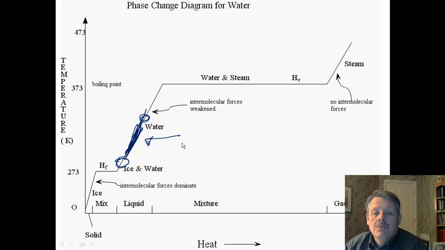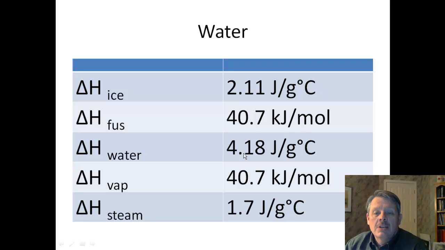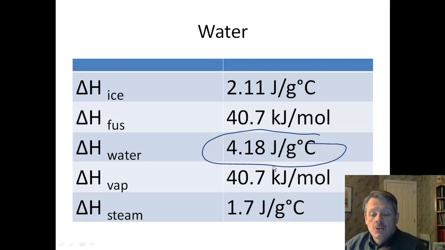We've been using it for all of these podcasts, which is 4.18 joules per gram degree Celsius. So what you're going to do is look at that chart that you wrote down from the last podcast. Yeah, I told you you'd need it. Right? And here's your 4.18 joules per gram degree Celsius. So you're going to need that as you work through your problem.